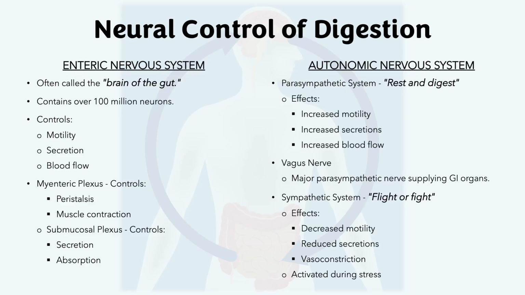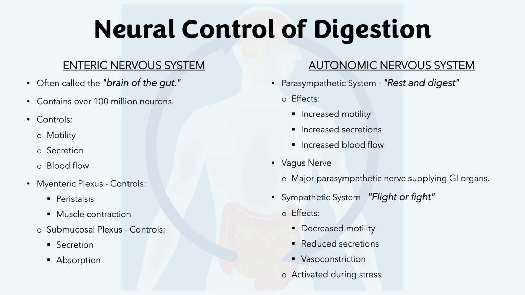Now let's move on to the neural and hormonal controls of the GI system, because remember your entire body has hormonal and neural controls. And let's focus on the GI tract. The GI tract has its own nervous system. This is called the enteric nervous system, or ENS. It's often referred to as the brain of the gut, right?